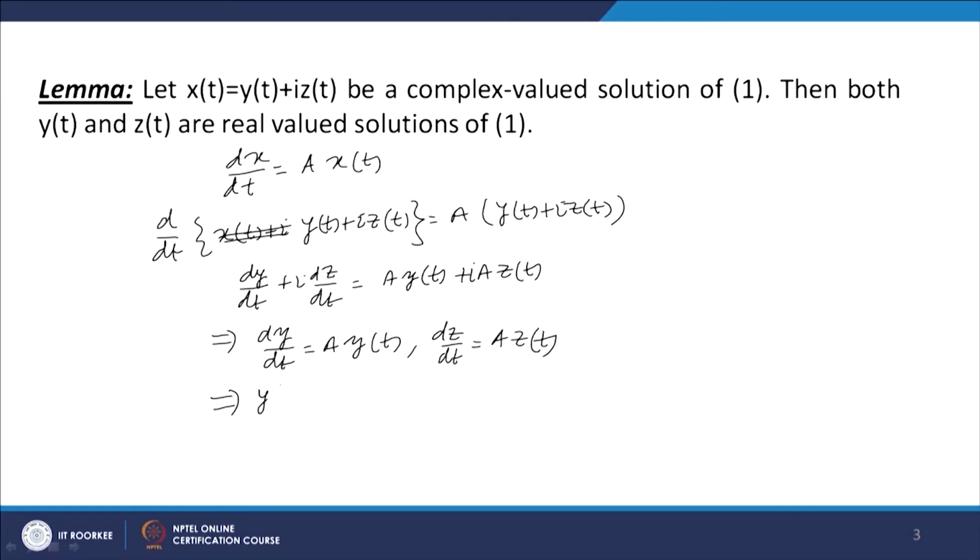So y(t) and z(t) are solutions of x dot equal to Ax. Okay. So thus if x(t) is equal to y(t) plus i z(t) is a complex valued solution of dx by dt equal to Ax(t), then both y(t) and z(t) are real valued solutions of x dot equal to Ax.